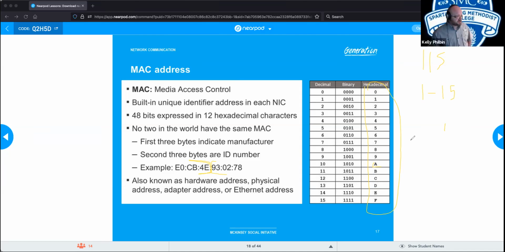So if we take the letter E over here, how would that look in binary? That would be 1, 1, 1, 0. This chart will help you along that way. If it's easier for you to remember, 0 through 15 based off of binary, and then just convert anything 10 and above to your letters. That's one way you can do it.